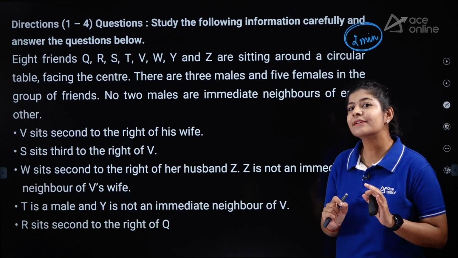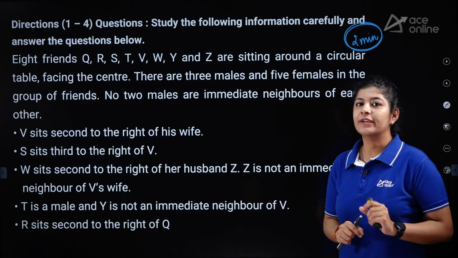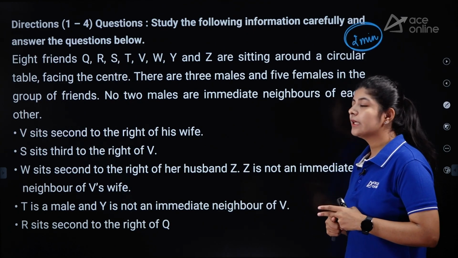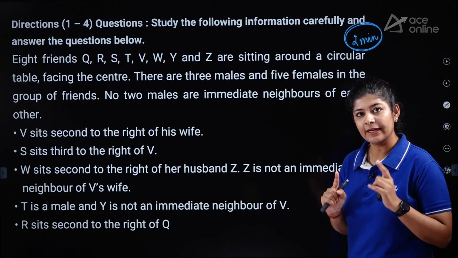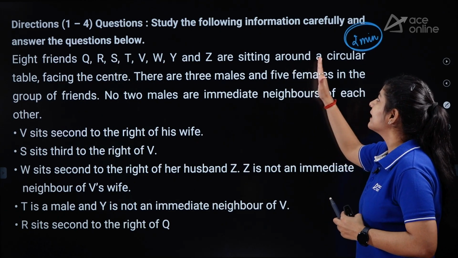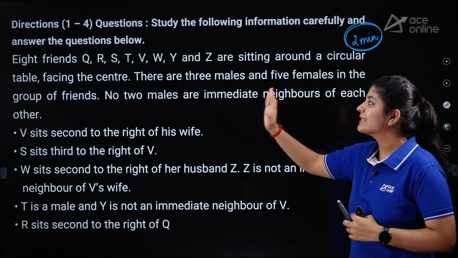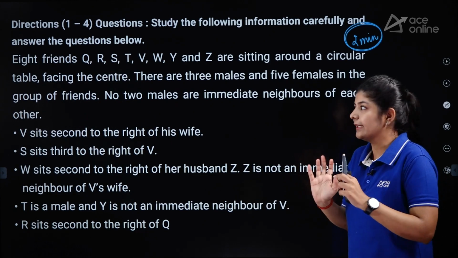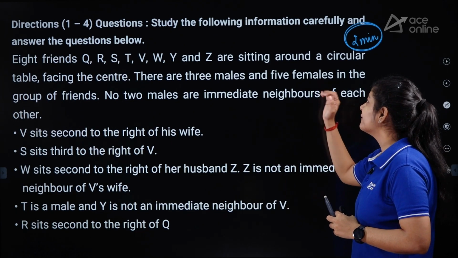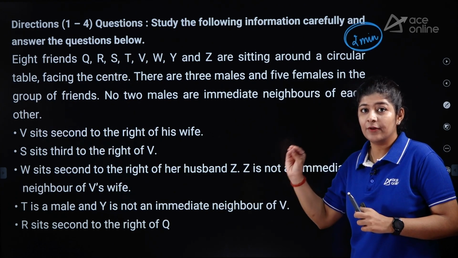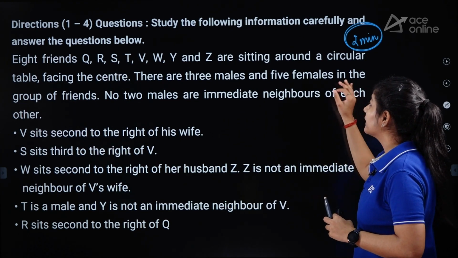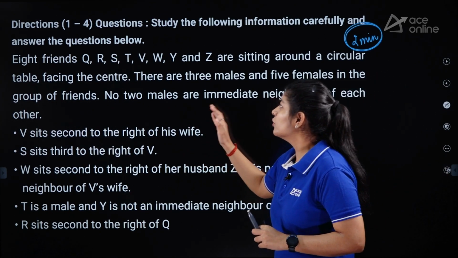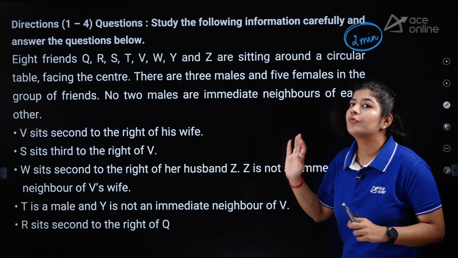Okay, let's start reading the question. 8 friends Q, R, S, T, V, W, Y and Z are sitting around a circular table facing the center. So all these friends are facing towards the center. There are 3 males and 5 females in the group of friends. We have to take care of this point as well: 3 males and 5 females. No 2 males are immediate neighbors of each other.